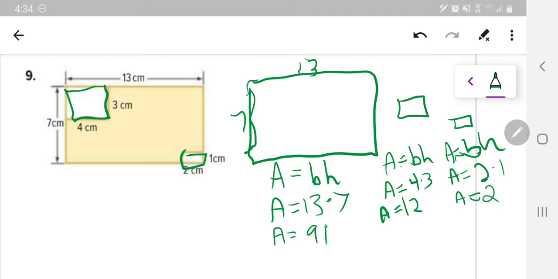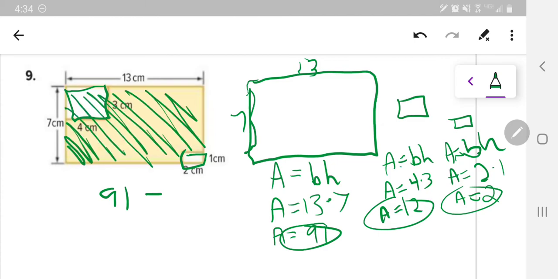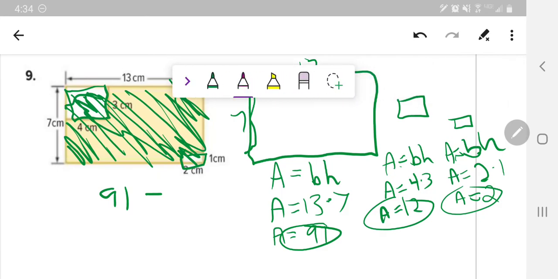All right, so instead of taking all these areas and adding them up, we're going to take the total area there of 91, and we're going to subtract the other two areas, because 91 represents the square units that would fit all in here, right? But we don't want to include that. We don't want to include this area. We kind of want to erase that area out of that 91.